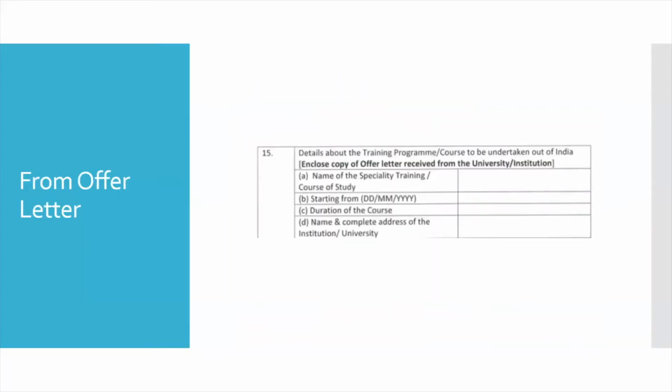Now this part you're supposed to fill from the offer letter that you have received from your program. So the name of the specialty training, like psychiatry, internal medicine, when does it start? Here I've entered the orientation date, the duration of the course, and the name and complete address of the institution and university.